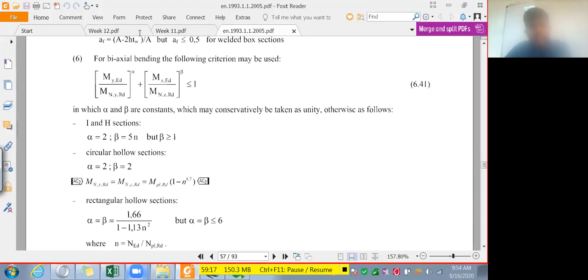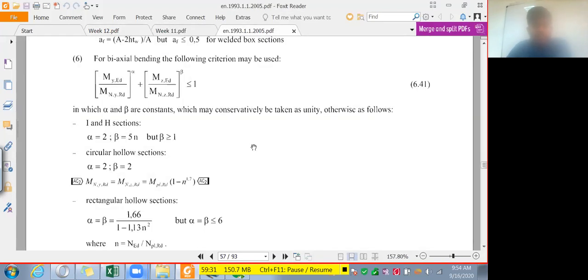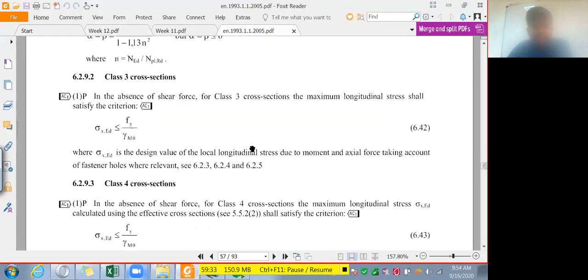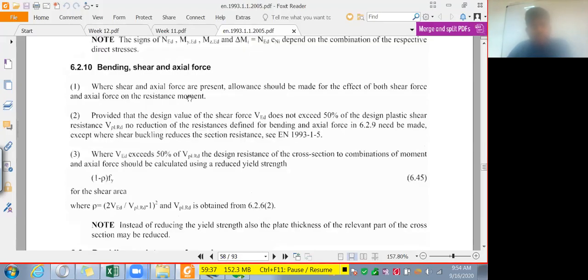Then you have bending, shear and axial. Where shear and axial force are present, allowance should be made for the effect of both shear force and axial force on the resistance. So this is the next clause on this, bending, shear and axial, 6.2.10.